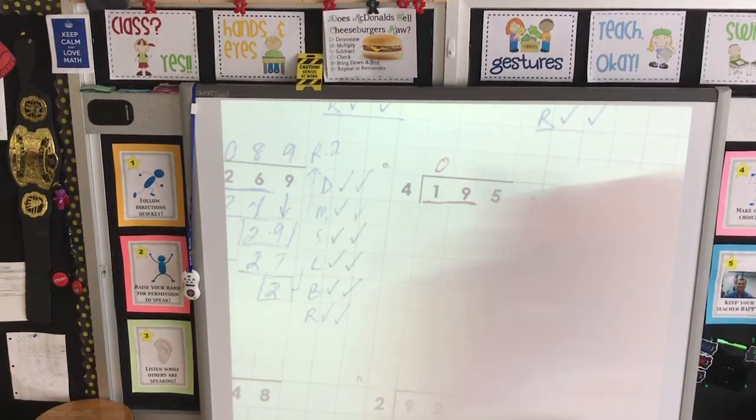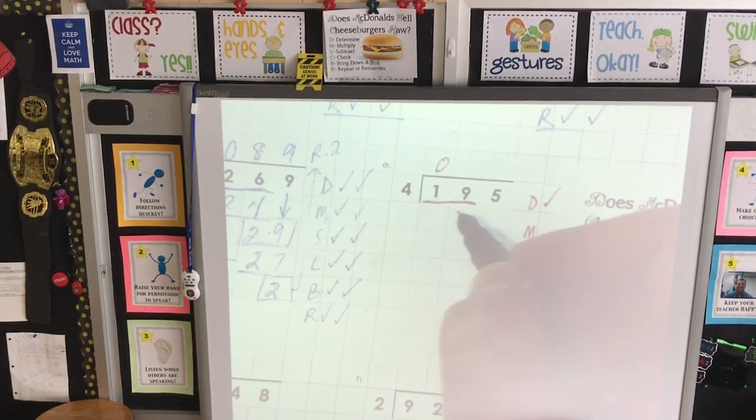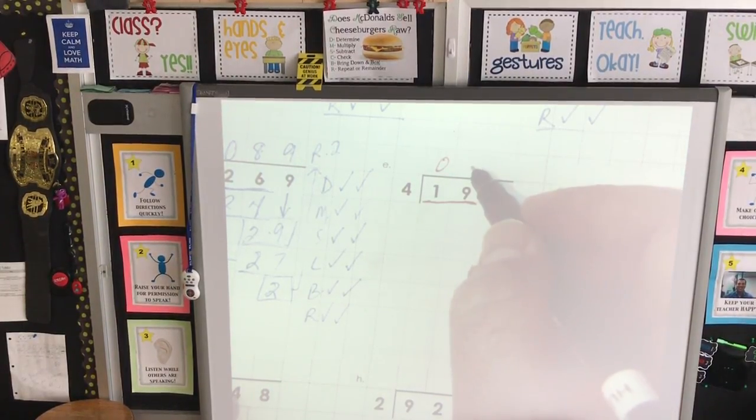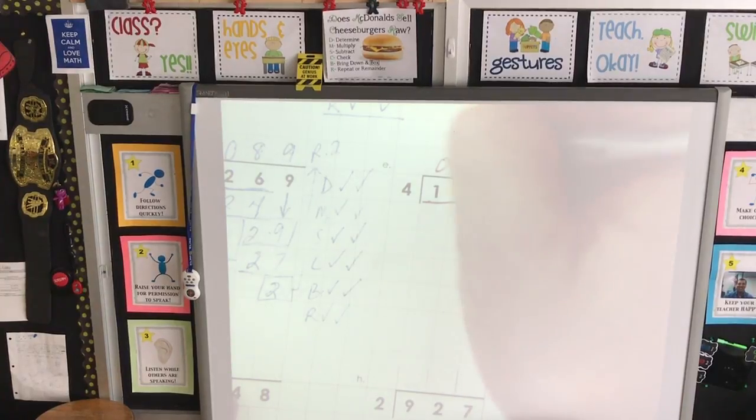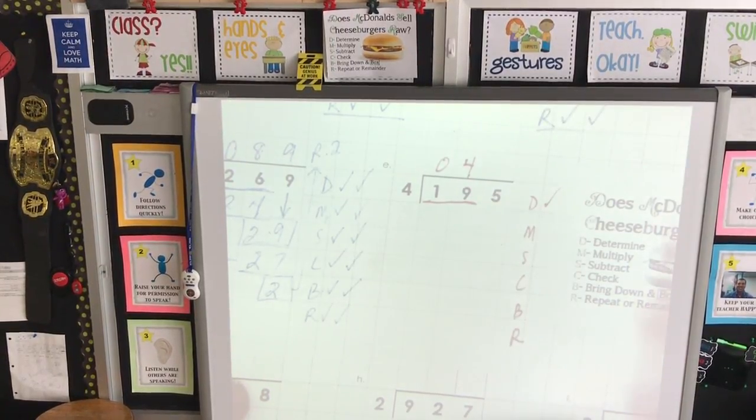Okay, determine again. Ready, set, go. Determine 4 times what gets me close to 19 without going over. Raise your hand if you have the number in mind. 4 times what? 4 times 4 is 16. That's getting close, right? So let's check it. 4 times 5 is 20. So what's it going to be then? 4 times 4. Yeah. Okay. All right.